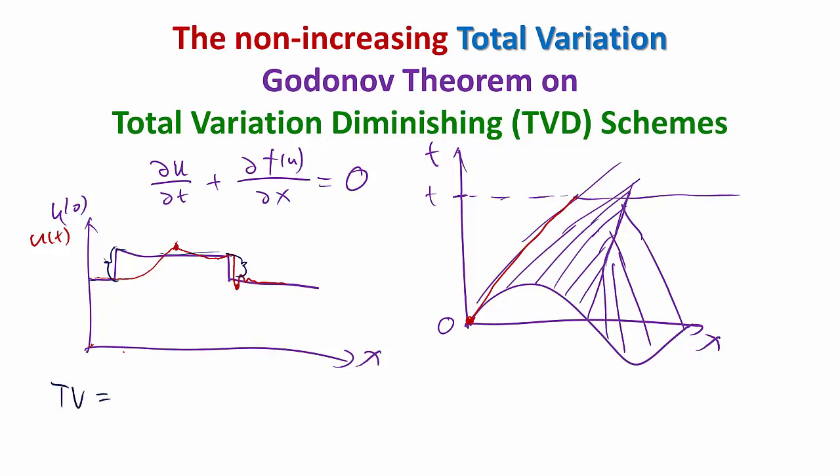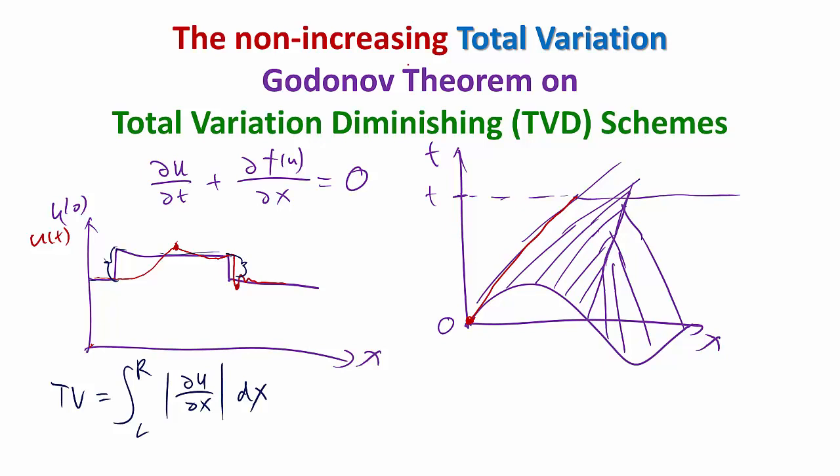Or in general, total variation is defined as the integration over space, so from left to right, of the absolute value of partial u partial x dx. Of course, that only works for continuous solutions, but for discontinuous solutions, you simply add the magnitude of the jumps into this total variation. So it's the amount of change you experience over the solution in the entire space.